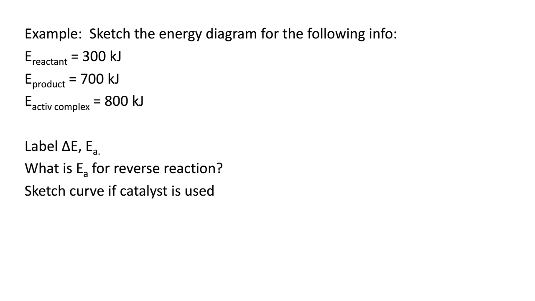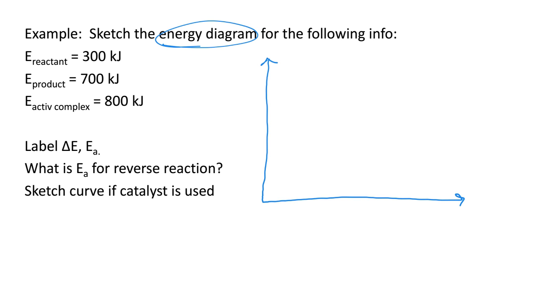So you guys will be asked to sketch energy diagrams. Take a look at this. So we are going to draw an energy diagram for a reaction in which the reactants have an energy of 300 kilojoules and the energy of the products are 700 kilojoules, and the activated complex is 800 kilojoules. The activated complex is just the peak of the graph.